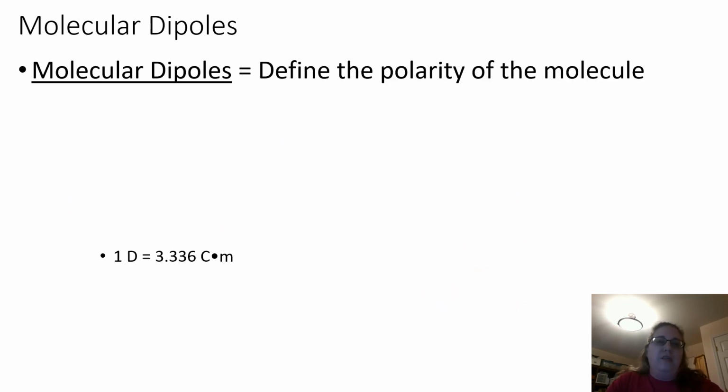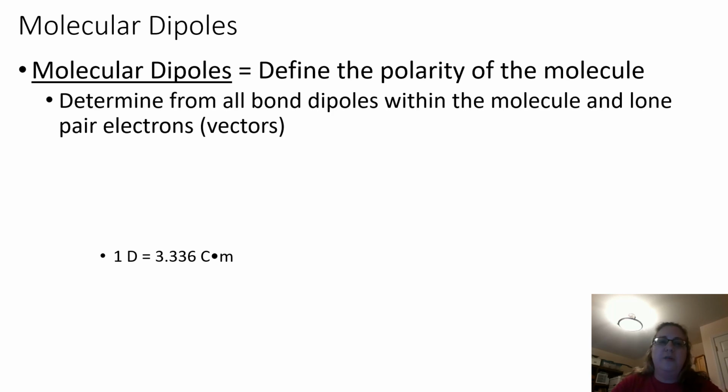Along with all this information, I do want to talk a little bit more about molecular dipoles. We did look at dipole moments or dipoles within a single bond, but now we want to define those molecular dipoles in an entire molecule since we're going to be looking at these very large molecules. The molecular dipole is going to define the polarity of an entire molecule, not just looking at any individual bond. We're going to determine those molecular dipoles based off of all the bond dipoles within the molecule.